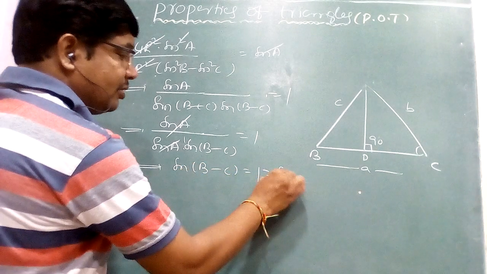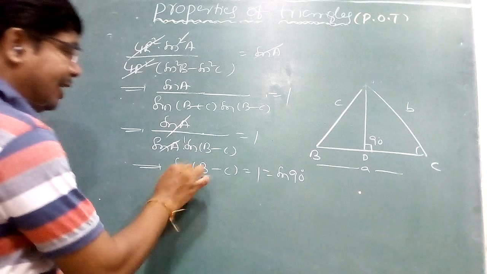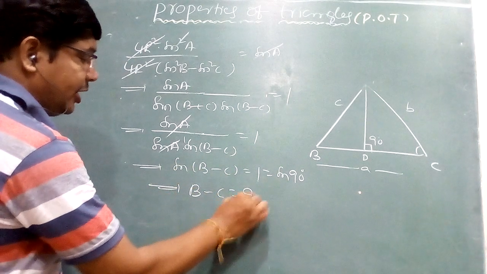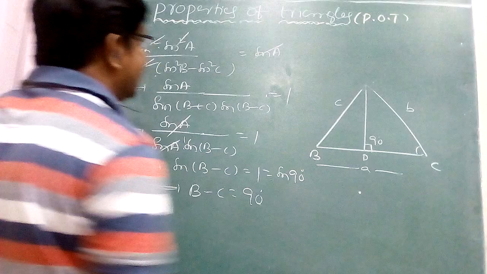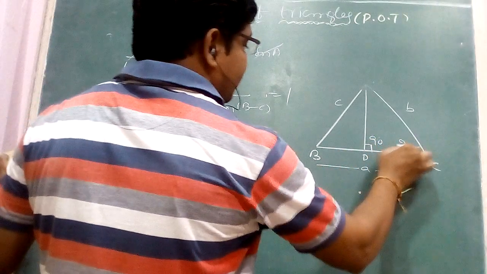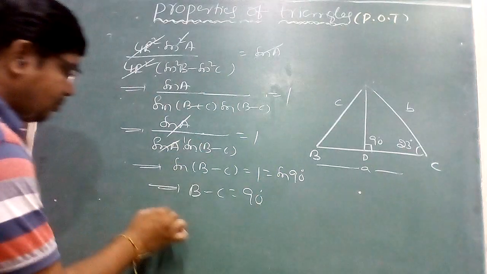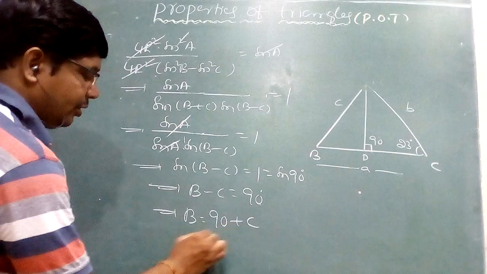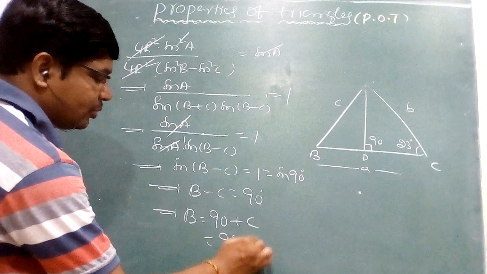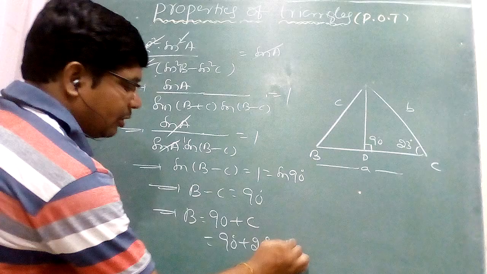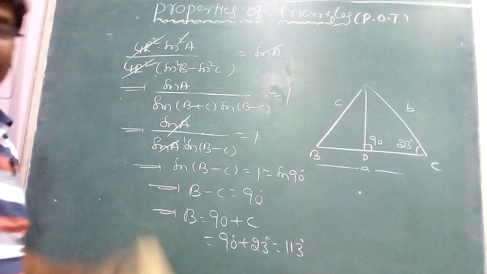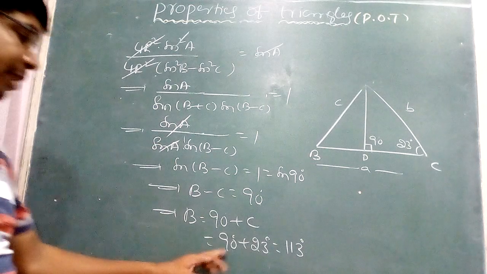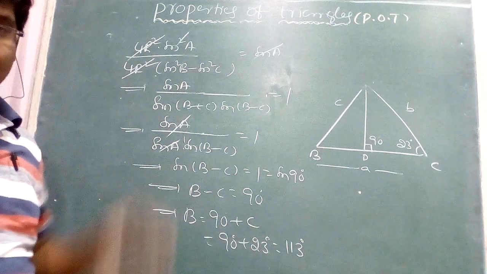1 can be written as sin 90 degrees. Eliminating sin on both sides, that is B minus C is equal to 90 degrees. Already angle C is given. How much is angle C? 23 degrees is given. So angle B is equal to 90 plus C, that is 90 degrees plus 23 degrees, that is 113 degrees. Previous mains problem. Angle B is equal to 90 plus 23 degrees. This is a most important problem also.